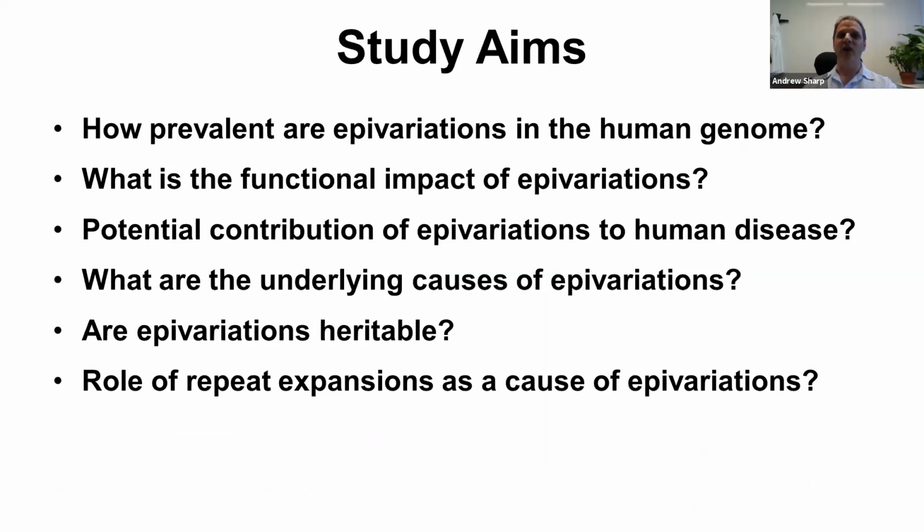And then also we wanted to try and understand what are the possible causes of epivariations? How many of them are primary? How many of them are secondary? And then other questions such as, are these potentially heritable between generations? And then finally, something I'd suspected for a while based on this idea of Fragile X is, what's the contribution of repeat expansions as a cause of epivariations? And I'll touch on all of these different topics as I go through the talk.